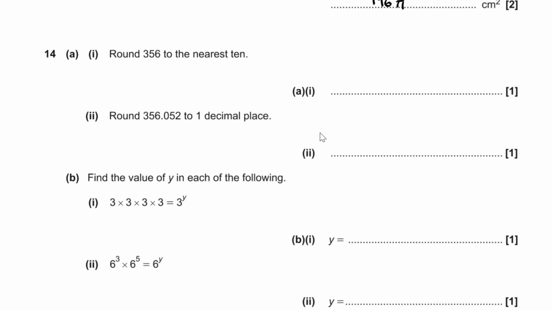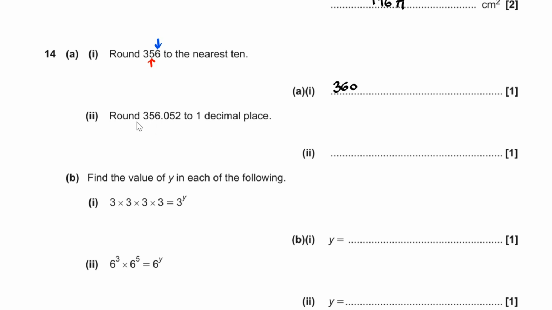Question number 14, for part A, the first part, we have to write down 356 to the nearest 10. Well, if we look at the 10 digits, the digit after, which is this 6, is 5 or greater, so this 5 we need to take up to the next value of 6, so we've got 360.